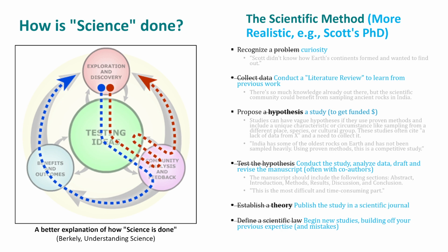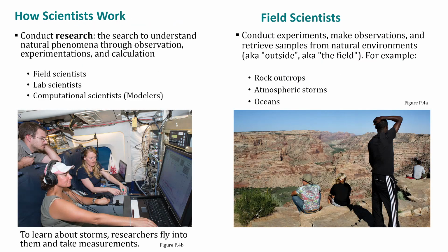So on the left, we have a more simplified version of how science is done. You start with exploration, then you test your idea, you get feedback, and often you continue this loop until feedback has said, yes, you've produced something beneficial, and it results in a good outcome. So I bring this up because I want to explain to you how science works and how scientists work, rather than give you this sort of idealized version of science.